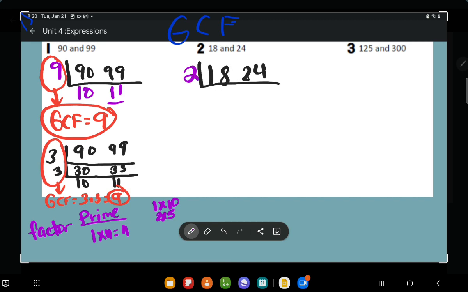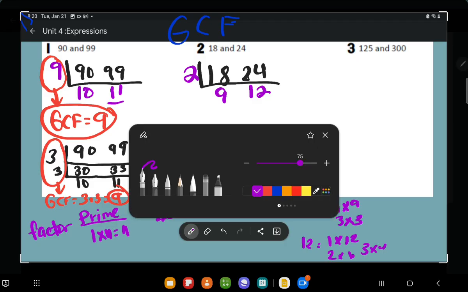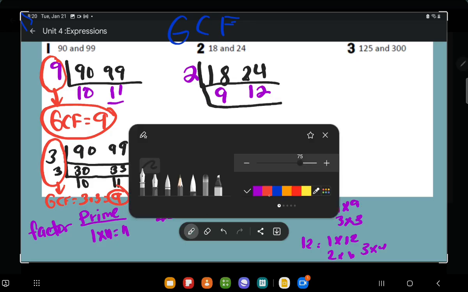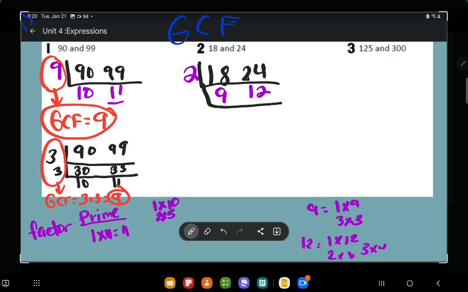Now I divide. 18 divided by 2 is 9. 24 divided by 2 is 12. Is 9 prime? Let me see. How do you make 9? 1 times 9, 3 times 3. Nope, 9 is not prime. 12, I know 12 is not prime. 1 times 12, 2 times 6, 3 times 4. So neither one of these is prime, so I'm going to draw another branch and keep going. All right, so what do 9 and 12 have in common?